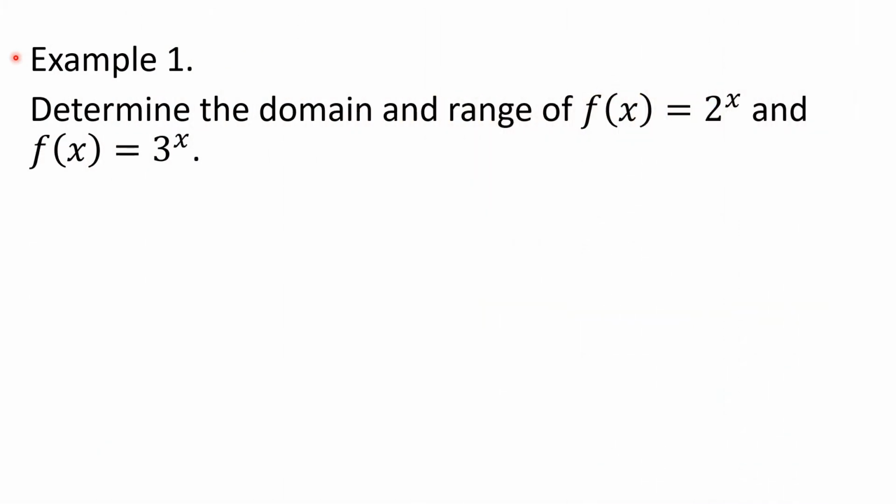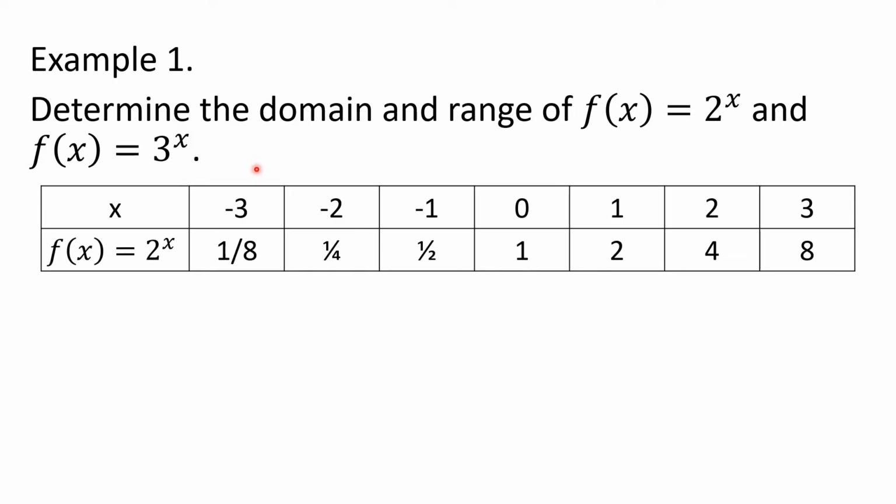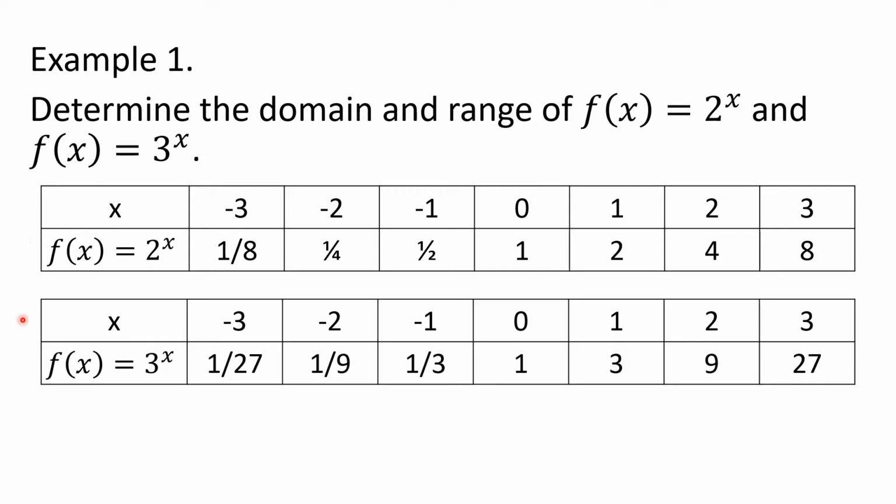Example 1. Determine the domain and range of f of x equals 2 to the x and f of x equals 3 to the x. To know the set of x values and the set of y values for each of these two equations, we need to prepare a table of values for each. We have learned in a previous lesson that this is the table of values for f of x equals 2 to the x, and this is the table of values for f of x equals 3 to the x.